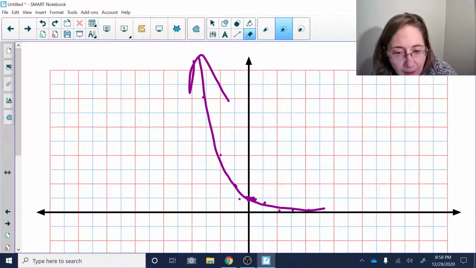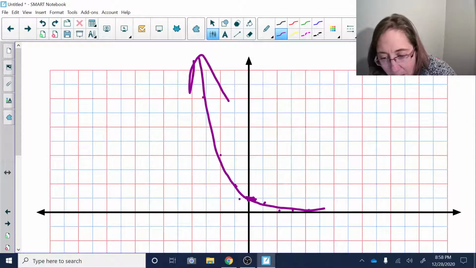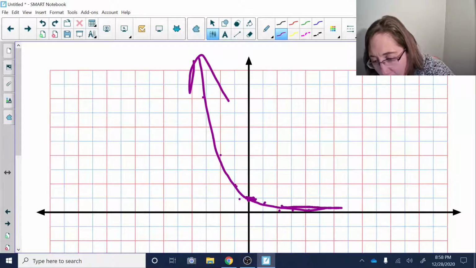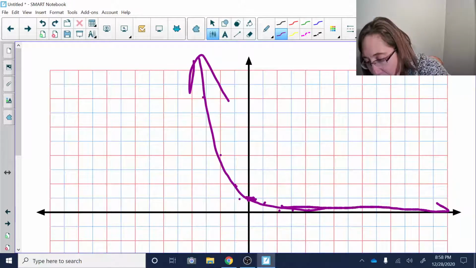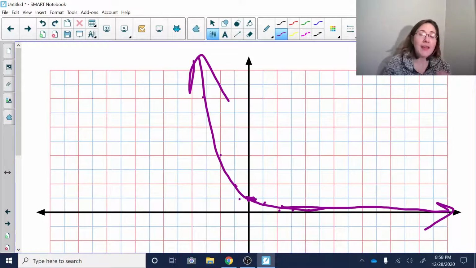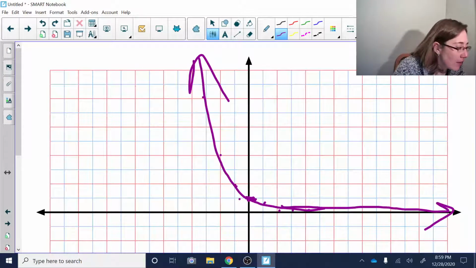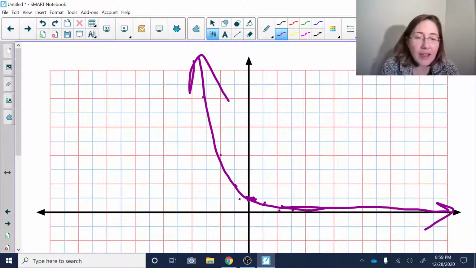So this is where we should have an asymptote, which means it should be getting closer and closer to 0, but never touching it. So something like that. So it's the reversal of the exponential growth function that we saw yesterday. So it's going downhill as you read it from left to right. So that's what the graph would look like.